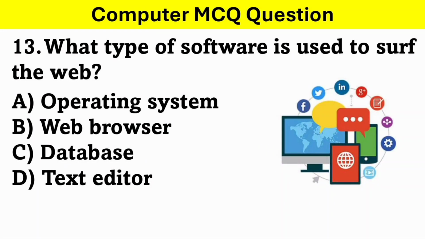What type of software is used to surf the web? A. Operating system. B. Web browser. C. Database. D. Text editor. The correct answer is web browser.